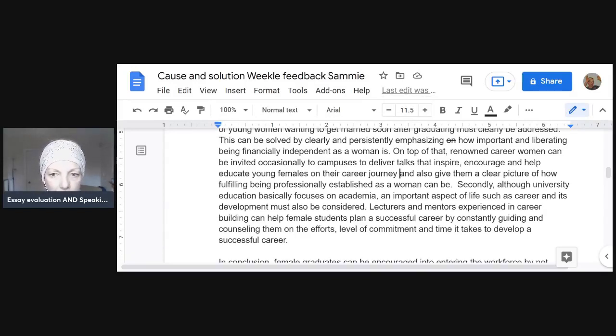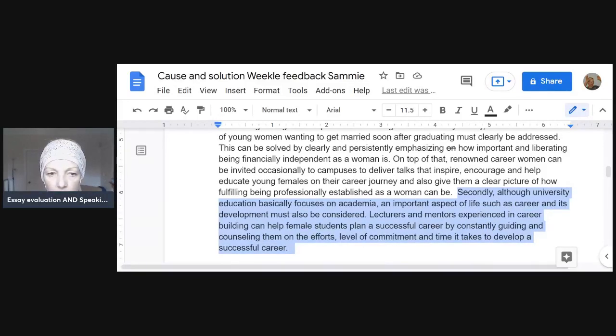I might actually completely omit the second idea. Because in the first idea, you have given two solutions. You've said that wanting to get married must be addressed, and career women can help to come and inspire women to being professionally established. Right. If Sammy's there, I hope she doesn't mind me speaking directly to her. It's a very similar idea to the second one.